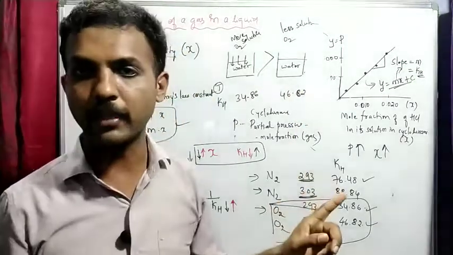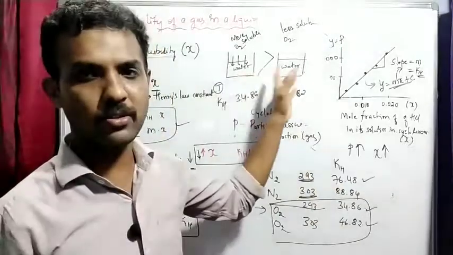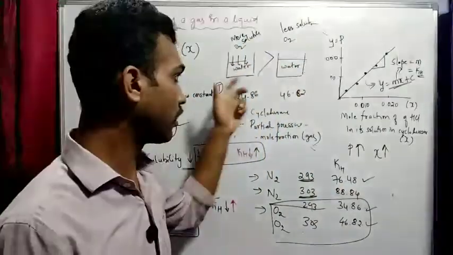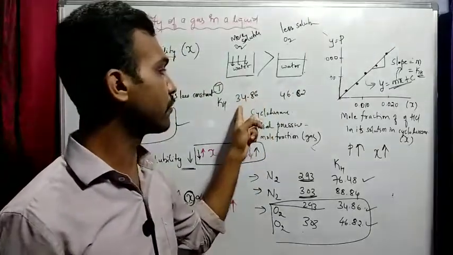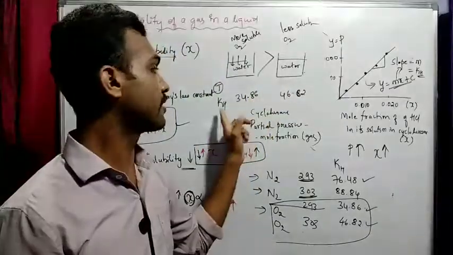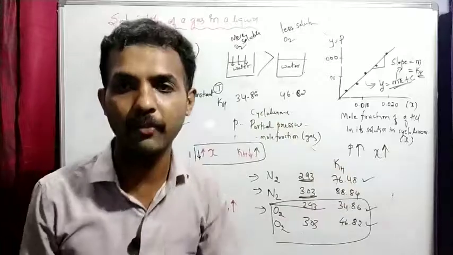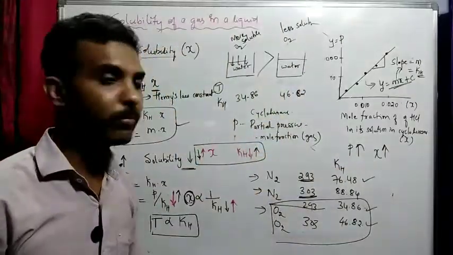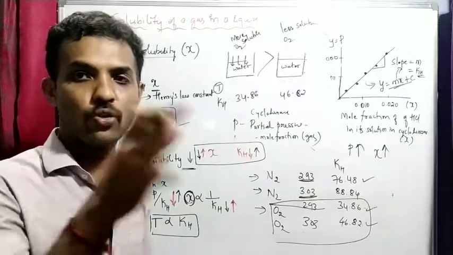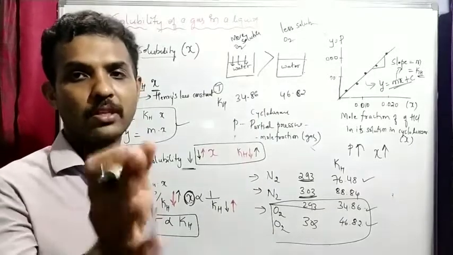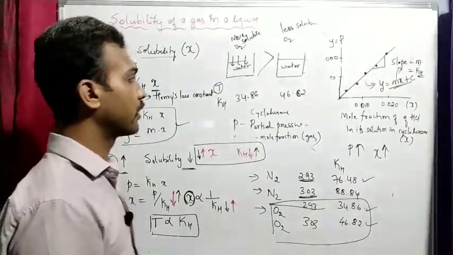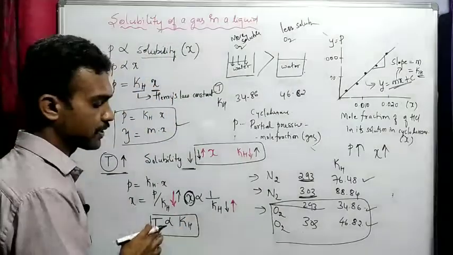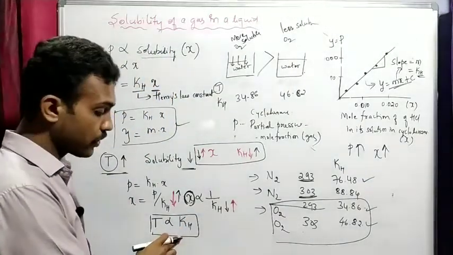If you have two gases, a gaseous solution, meaning gases dissolved in water, two systems, for one system they are giving 34.86 Henry's law constant. For another system they are giving 46.82. So in which system is oxygen dissolved more, which is the more concentrated solution of oxygen? Now what will you do? The temperature is not given. Then see, here temperature is directly proportional to KH, right.